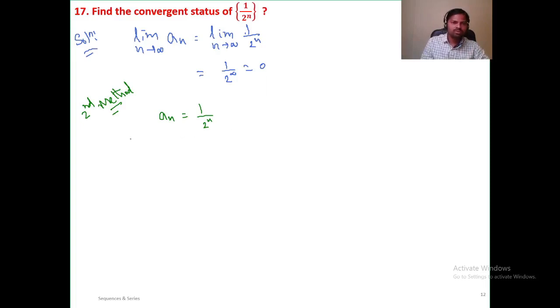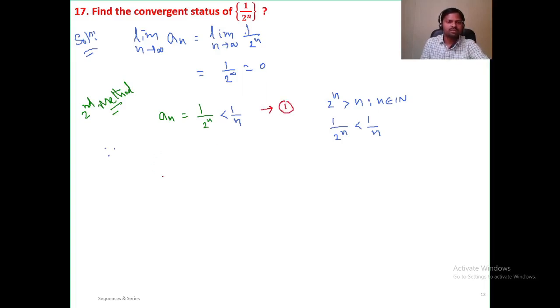Since 2 power n is always more than n, for n belonging to the natural number set, this is always true. Therefore 1 by 2 power n is always less than 1 by n. So I can say this is less than 1 by n. Understood? Therefore this is the upper bound. Now I need to find the proper lower bound. Let's say this is inequality 1, the upper bound.